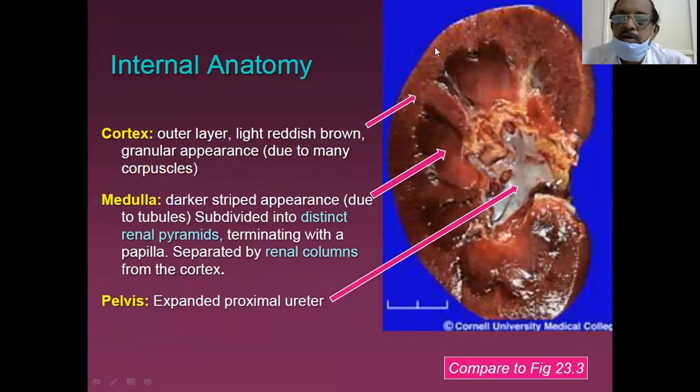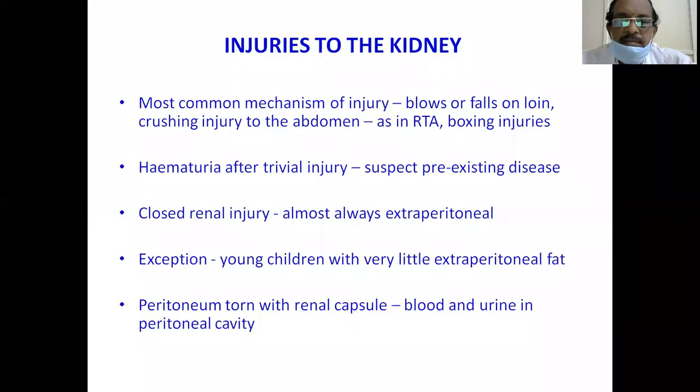A minor injury to the cortex can be managed conservatively, not surgically. If it communicates to the renal pelvic system, there will be big hematuria and you have to treat that. And this expanded proximal part is called the renal pelvis. So this is an important part of the renal anatomy, which you have to remember while treating renal injuries.